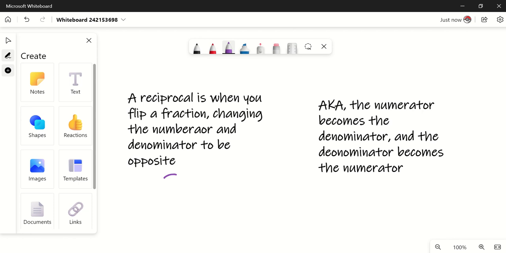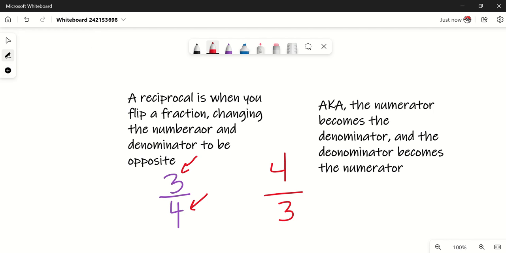So here is my example of a fraction. My fraction would be 3/4. The reciprocal is us flipping the fraction, completely turning it differently so that the numerator, which is 3, becomes the denominator, and the denominator, which is 4, becomes the numerator. So the reciprocal of 3 over 4 would be 4 over 3. This is extremely important in today's lesson because anytime we divide with fractions, the reciprocal is going to come in.